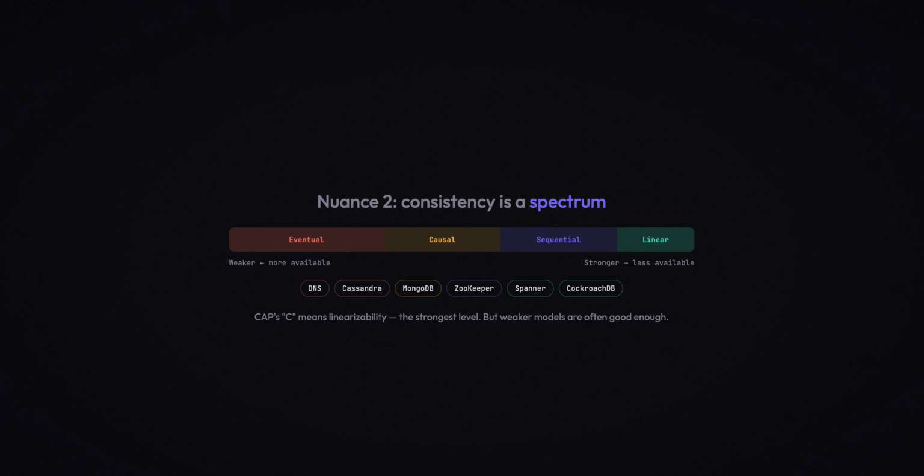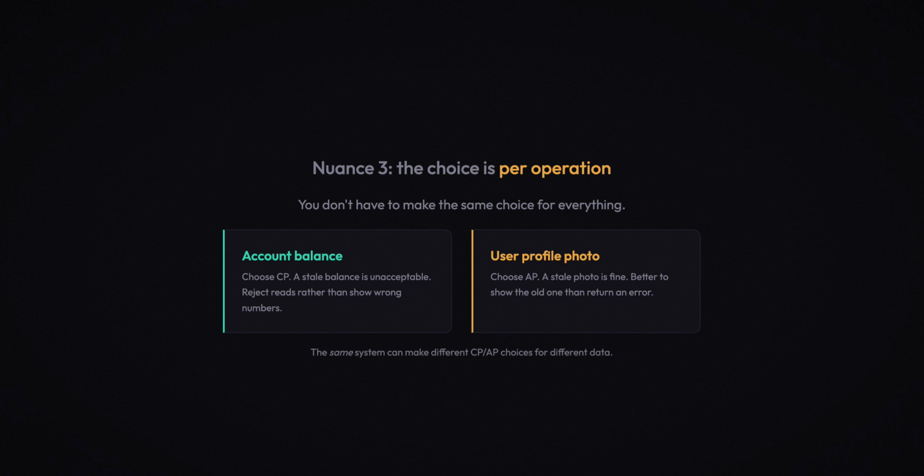Causal consistency respects the happens before relation we learned in episode 3. Weaker than linearizability but much cheaper. Sequential consistency. All nodes see operations in the same order, though not necessarily in real-time order. And linearizability at the top, real-time ordering. Spanner and CockroachDB achieve this, but at a cost. Many applications don't need linearizability. Causal consistency is often enough, and it's much easier to achieve with high availability.